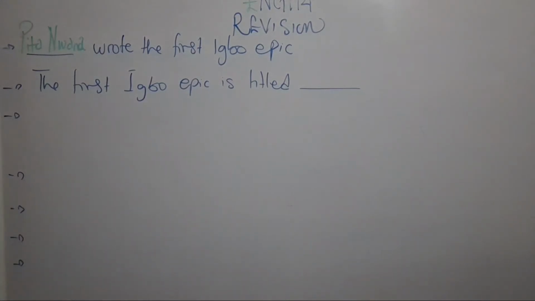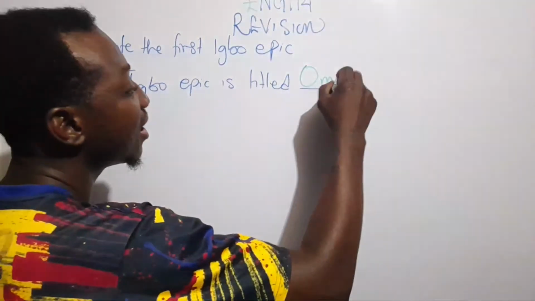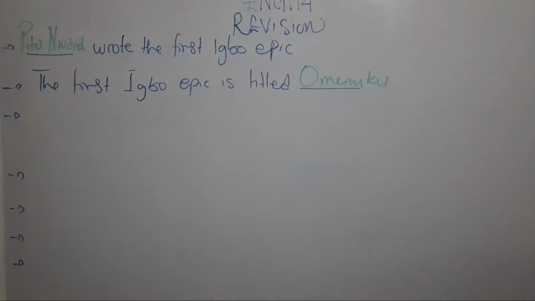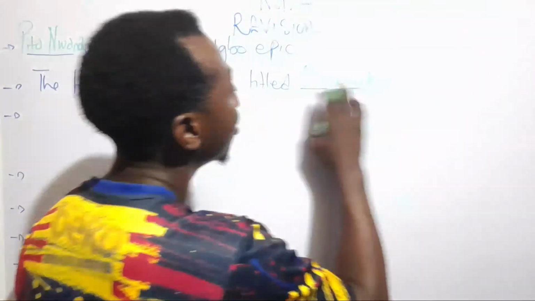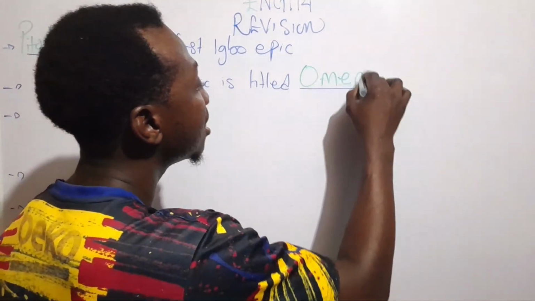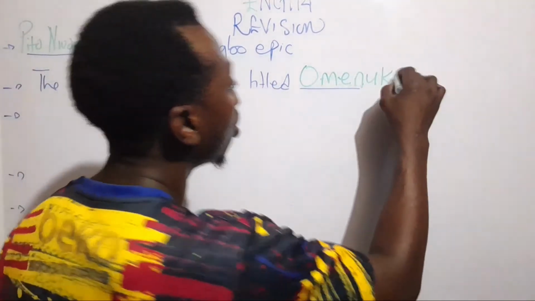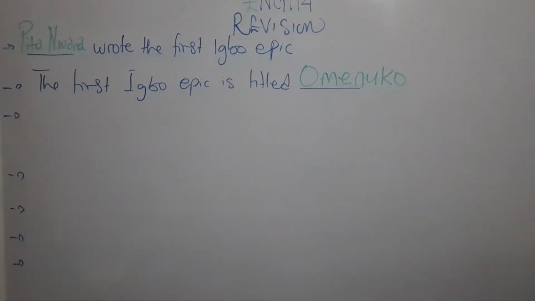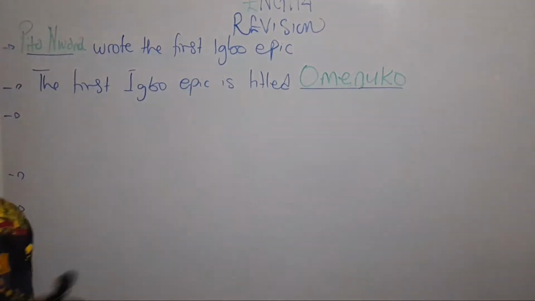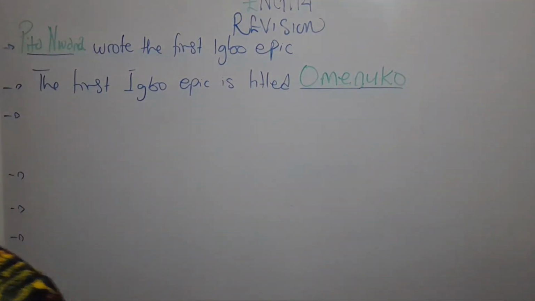Yes, wonderful. That is Omenuko. Omenuko is the first Igbo epic. Sorry, Omenuko. I think I should write this clearly. Okay, so now let's continue.